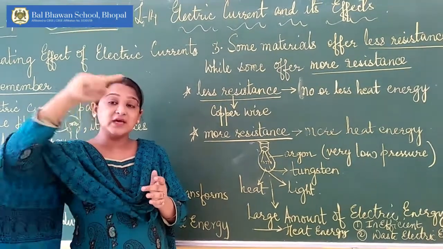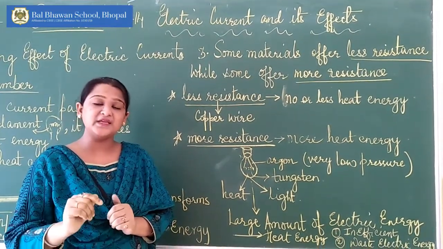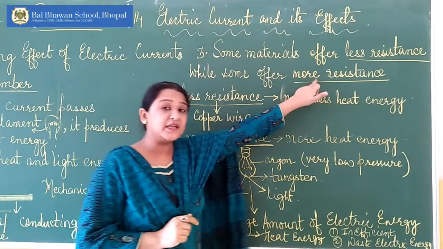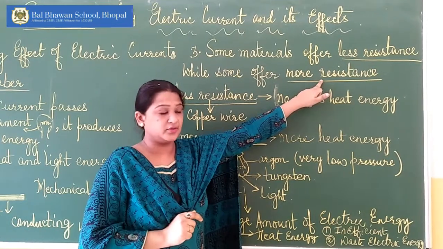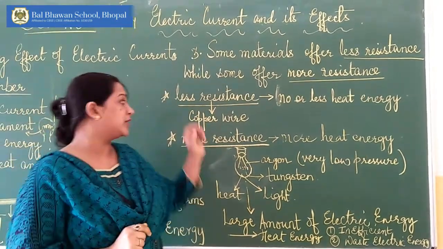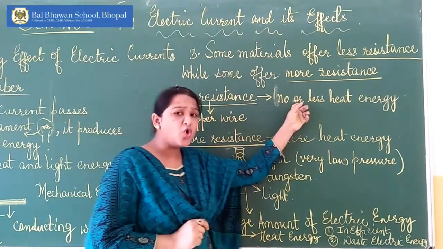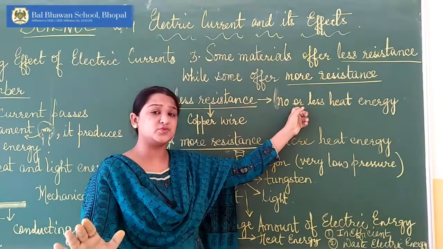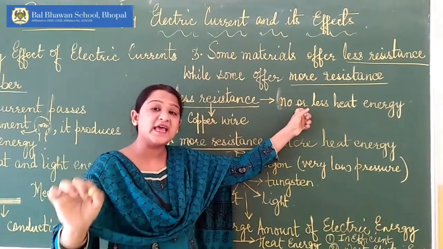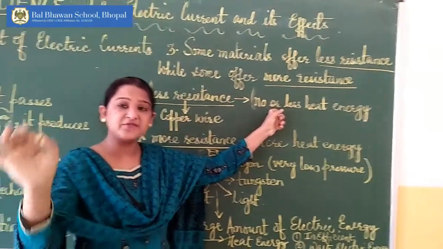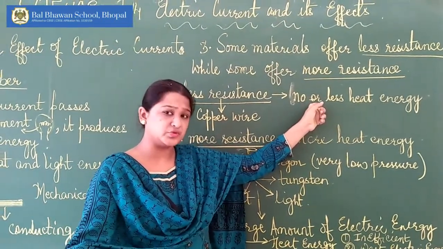But what about the filament, the element? It becomes red hot. That means it is made up of some other material that will offer more resistance or more friction. So here you need to remember 2 points. When there is less resistance, then no heat or very little heat will be produced. So in case of copper wire, it will offer less resistance, less friction, so less heat is produced, or you can say no heat is produced, right?